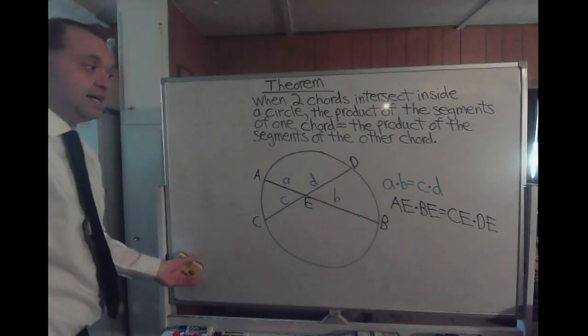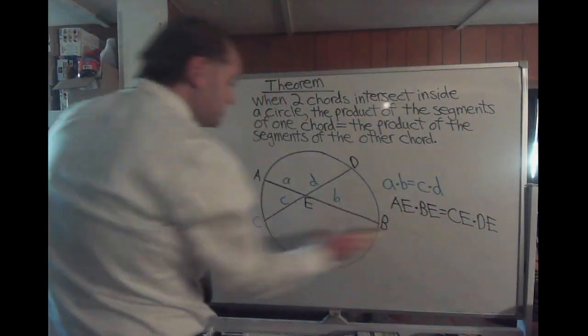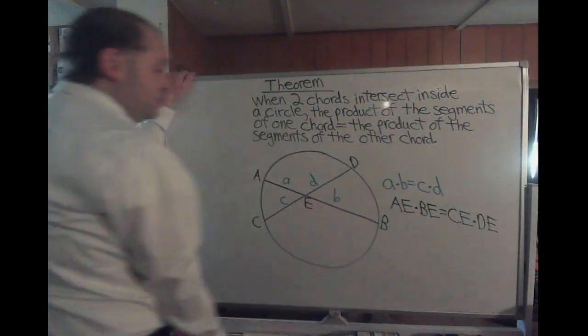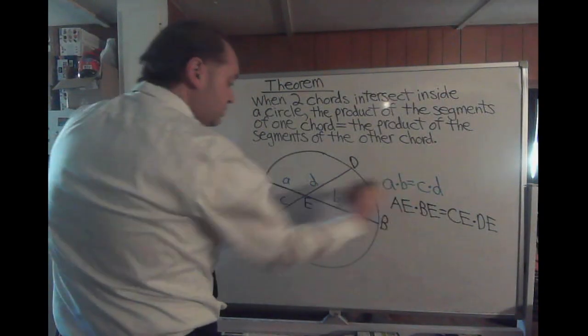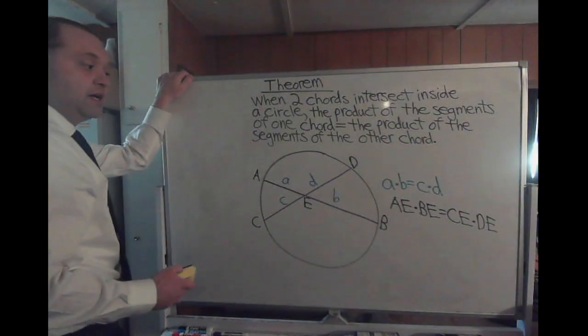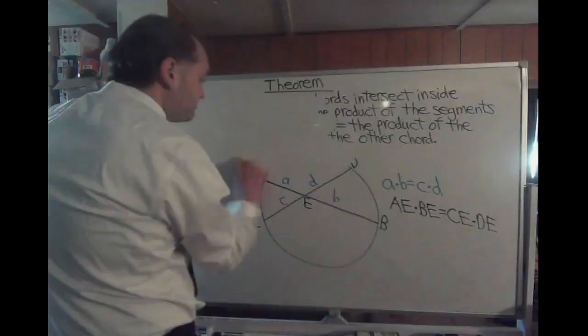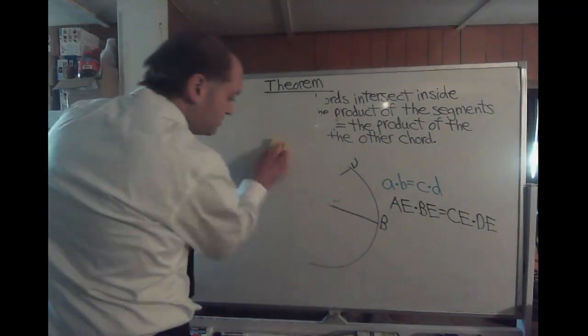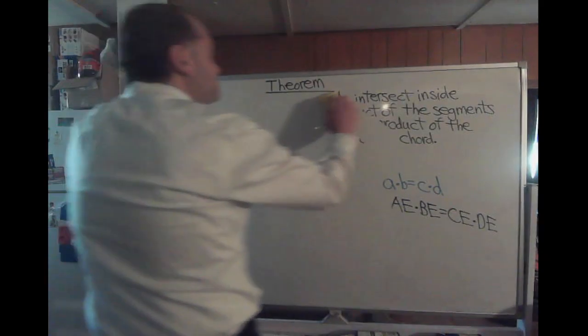That's all that's saying. So you would have AE times BE equals CE times DE, which would give you the lengths of A times B is equal to C times D. And we'll have some exercises to practice all of this here in a minute. There's a couple more theorems I'd like to talk about before we go on to the exercises.